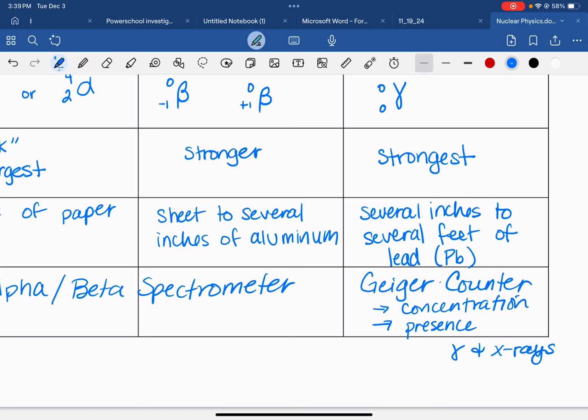So we're going to pause the video here. We'll do another one for reading our table of nuclides.